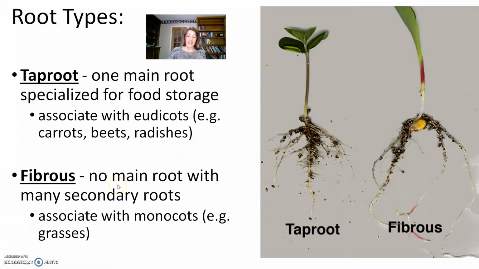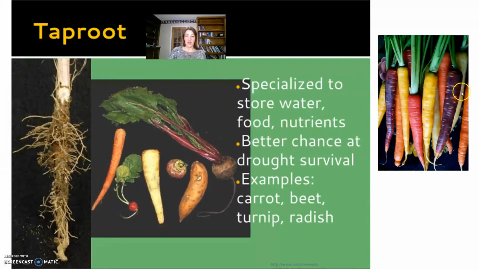Now fibrous roots don't have any main root coming down. They just have a lot of major roots that are kind of superficial and go throughout. These are generally associated with the monocots, such as grasses. This is corn here, and as you can see, there's not a major root coming down the middle. They just have lots of these long roots that help them absorb their nutrients. Here's just another picture, and just for fun, carrots can come in lots of different colors and varieties, so that's kind of cool.